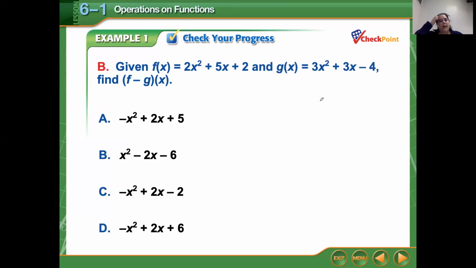Next, we want to find f minus g of x. So I'm going to do 2 minus 3 is negative 1, so that crosses out B. 5 minus 3 is 2, so that's a positive 2, that's all the same. And 2 minus negative 4 is positive 6, so my answer is D.